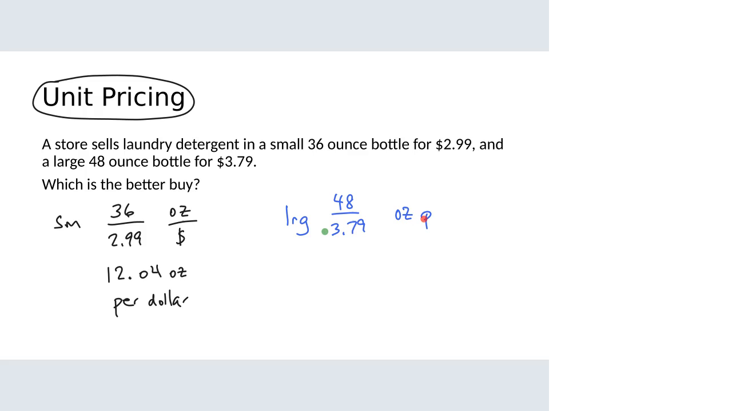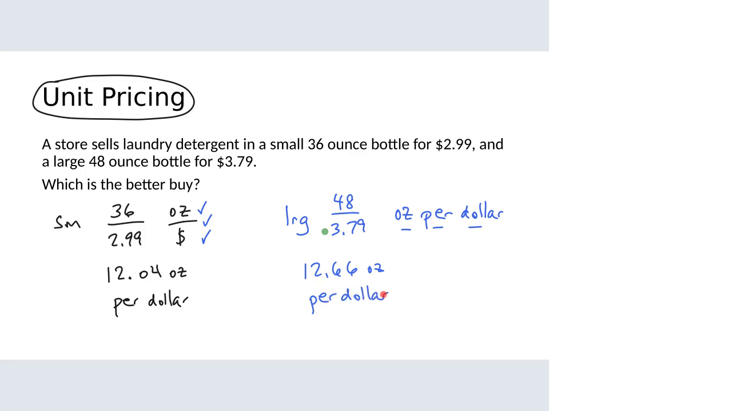I want to mention the word per, because ounces per dollar, that's exactly what we have here. Ounces per dollar. The word per is sort of an indication that we're dividing. So we do 48 divided by 3.79, and I get 12.66 ounces per dollar.